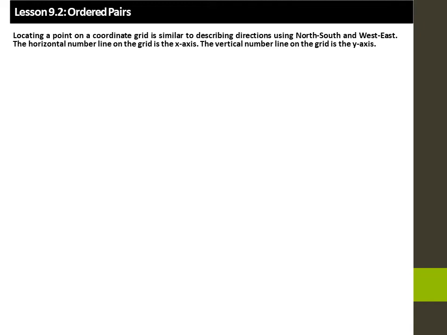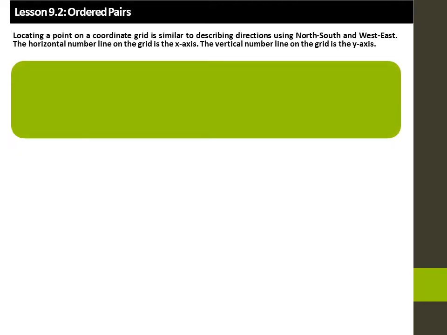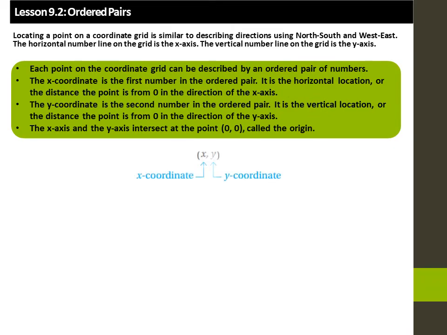The horizontal number line on the grid is the x-axis. The vertical number line on the grid is the y-axis. Each point on the coordinate grid can be described by an ordered pair of numbers.